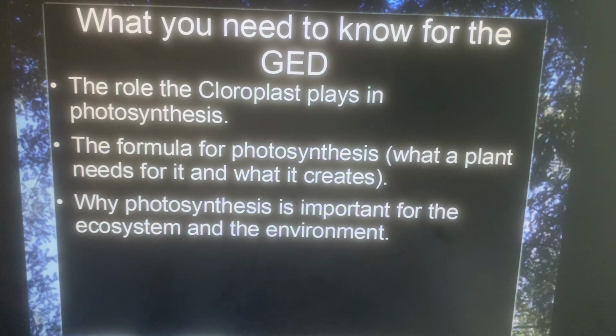You also need to be familiar with the formula for photosynthesis, what a plant needs for it, and what it creates. So remember, a plant needs three things: sunlight, water, and carbon dioxide. And a plant gives off water, oxygen, and creates glucose. So that's what you need to know for that. And you also need to know, in general, why photosynthesis is important for the ecosystem and the environment.